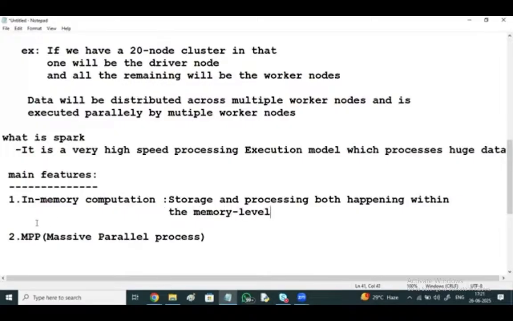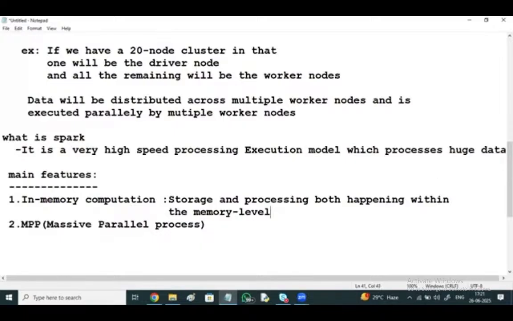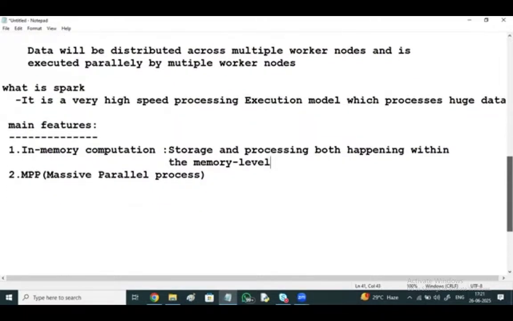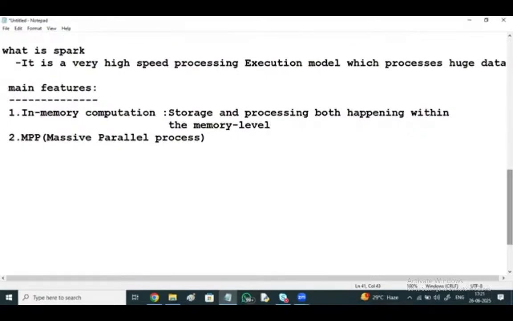Generally data will be stored at the disk level, but here in Spark, even if you see GBs or TBs of data, it is stored within the memory and processed within the memory level. That's why we see very high speed. If you compare the speed of Spark with other technologies, Spark is 100 times faster than normal disk processing.